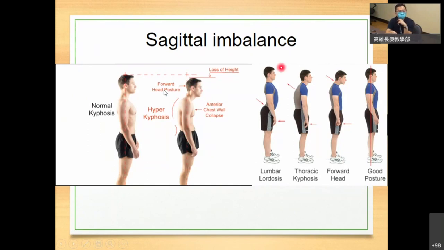Okay, so the right-hand side picture shows some problems. If we see a patient with these pictures, you should know what the problem of the patient is. If you see the patient walk into your clinic like this, with the buttock more prominent, you should know the patient has lumbar hyperlordosis. And if your patient walks like this picture, you can say this patient has thoracic kyphosis, and the major lesion may be over the thoracic area. Okay, with thoracic kyphosis, it will make your head more forward.